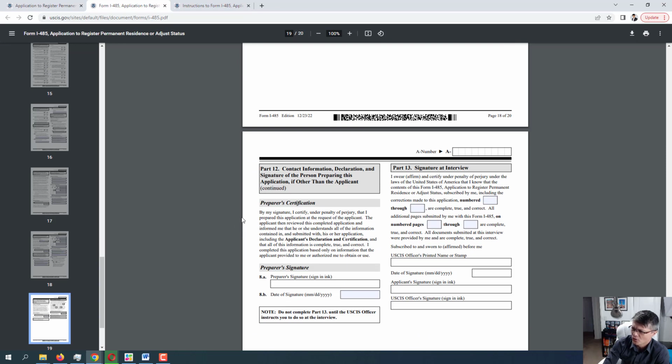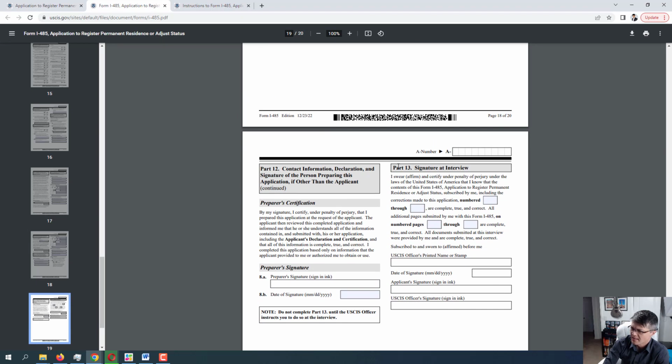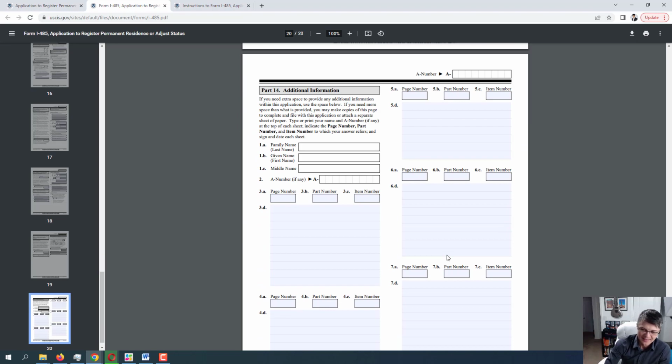And also there is one thing that I wanted to point out here, very, very important. Part 13, signature at interview. Okay, so this is the thing that you do not fill out at all. I swear, affirm, and certify under penalty of perjury under laws of the United States of America that I know that the contents of this form, application to register permanent residence or adjust status, subscribed by me, including the corrections made to this application, numbered, and so on, if there are any corrections. Signature at interview. So you're doing that during the interview. You're not filling it out at all. Okay, so make sure you don't touch that, because that's a separate one.